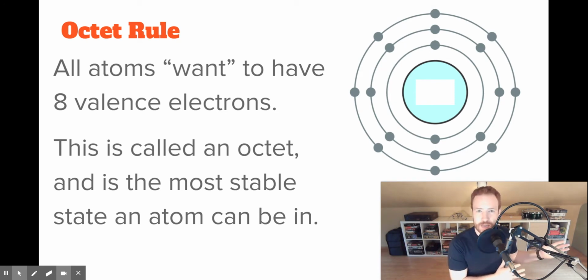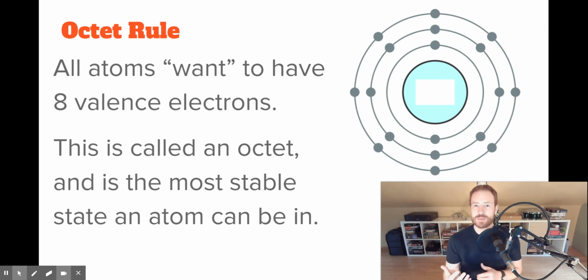Everybody else on the periodic table, though, doesn't just have eight valence electrons, but they want it. And so they're going to do what they can to gain or lose electrons so that their outermost valence shell has eight valence electrons. They want a full valence shell. And this is really what leads to most bonding and chemical reactions: atoms trying to fill their octet.